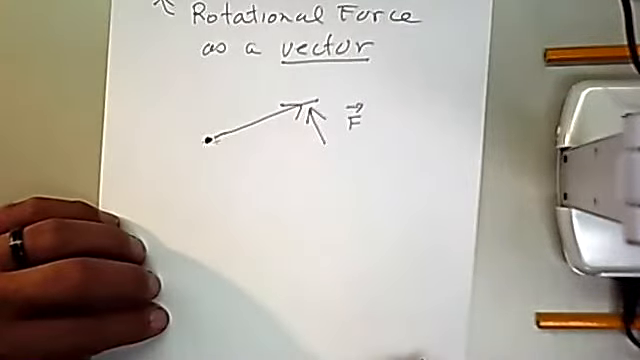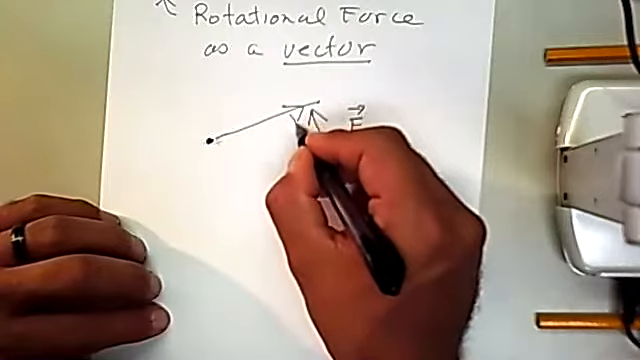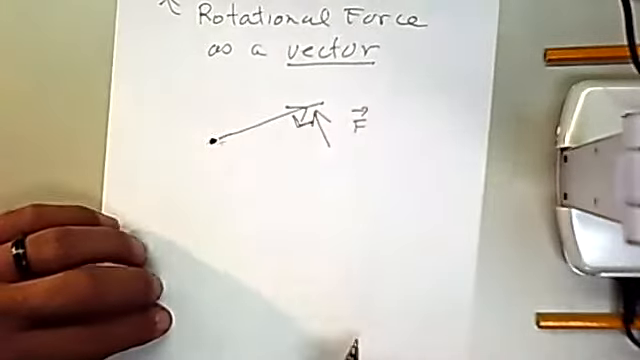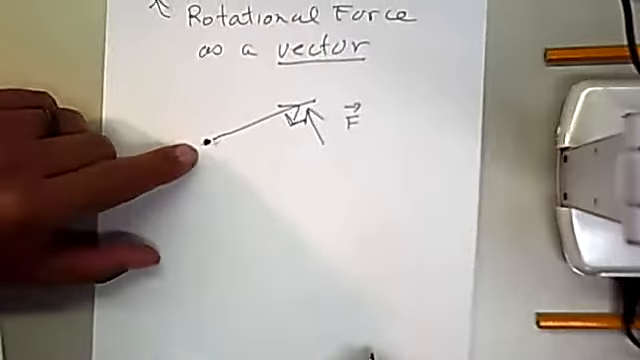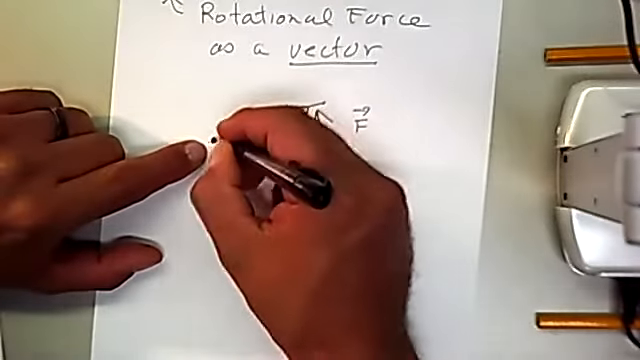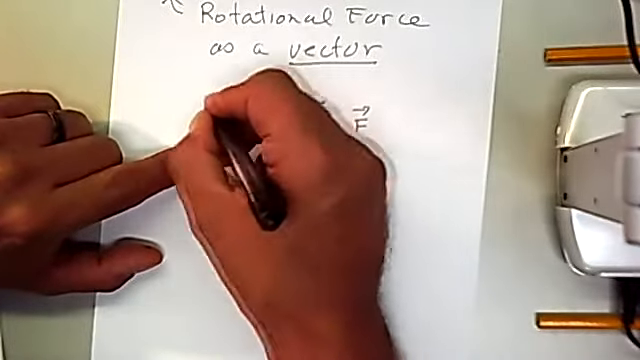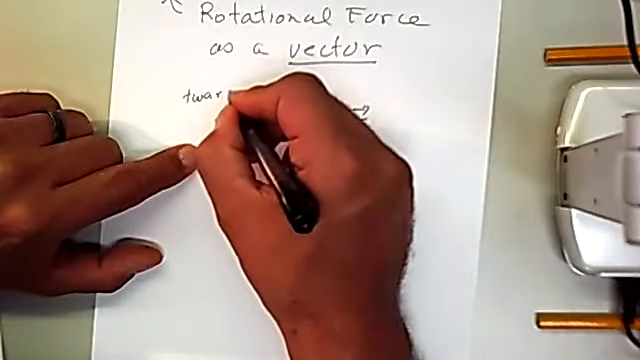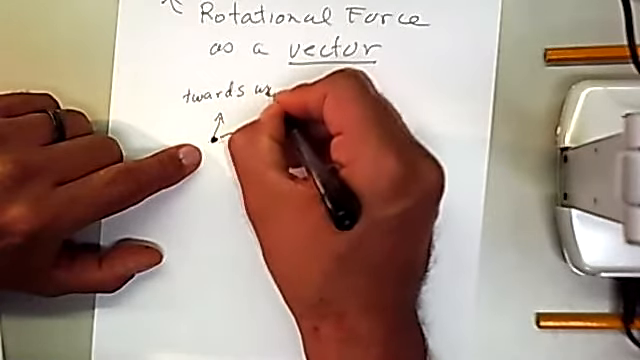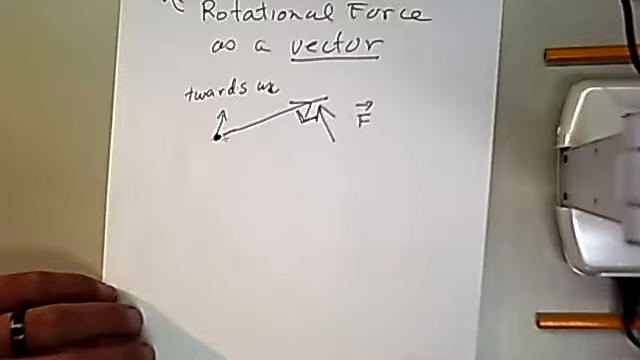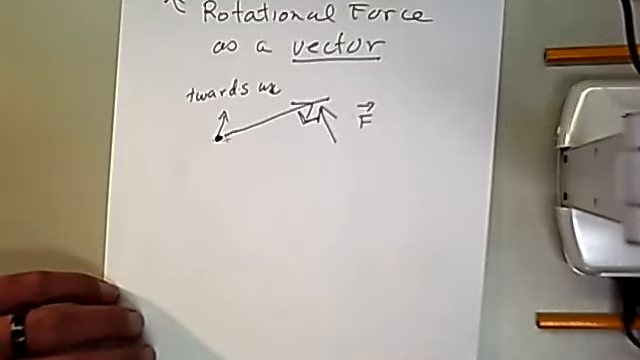And if this is 90 degrees, then there's not much to it. All we do is just multiply the magnitudes of the vectors to obtain the magnitude of the torque. So the torque is coming towards us, towards us, or the camera.